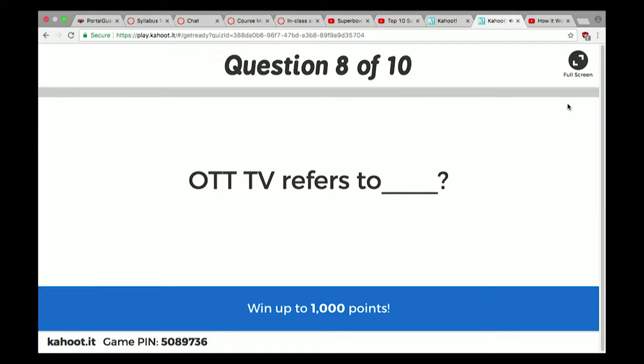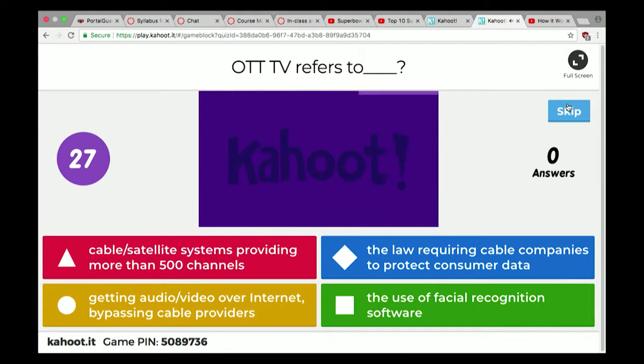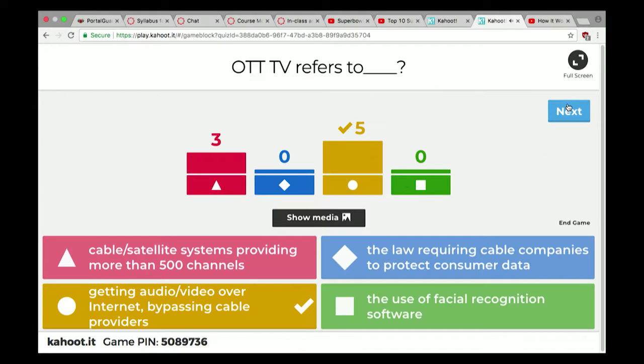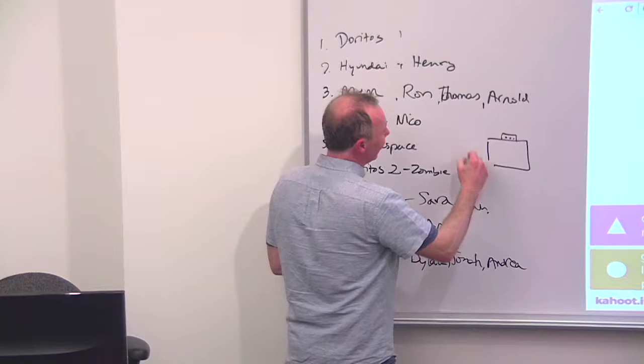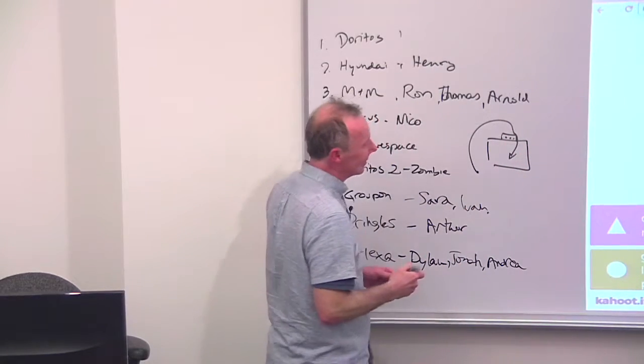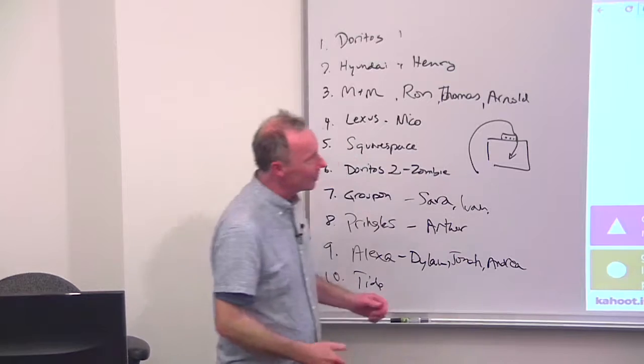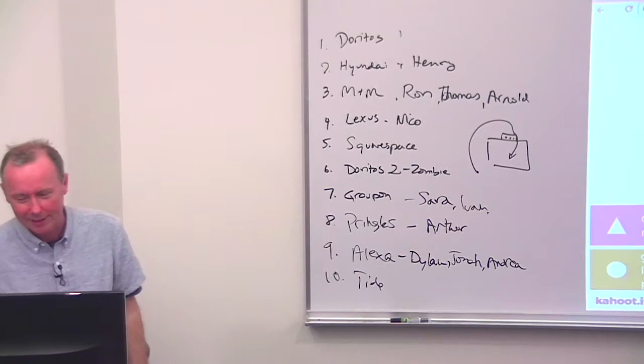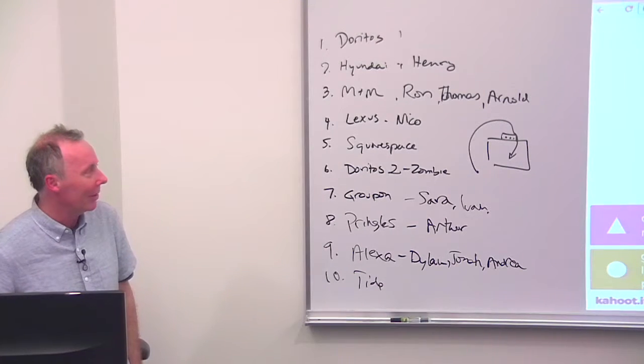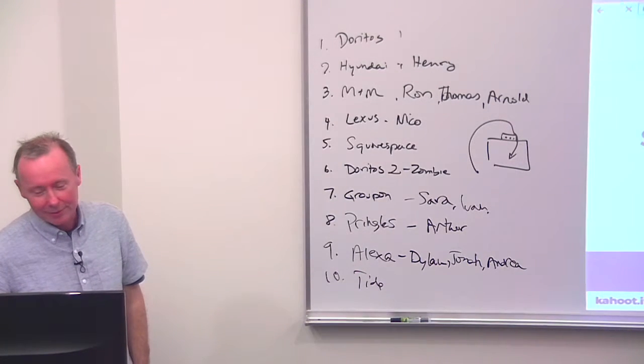And we move on. OTT, short for over the top, refers to what? I won't read all these for you. Okay, that one was a little tougher, I guess. So OTT refers to getting audio or video over the internet bypassing cable providers. So remember, when they talk about over the top, I drew you a little picture: here's the television, and on the top is a little cable box, and your signal comes over the top and plugs right into the TV bypassing the cable box. That's why they call it over the top. So it bypasses the cable operator and just brings signal in through the internet.